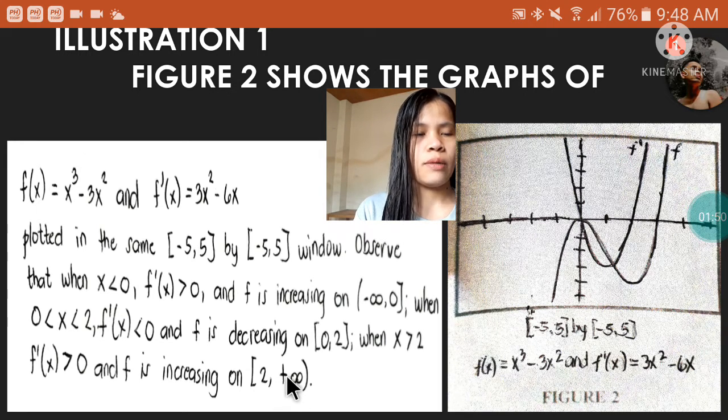As you can see in the graph, this is the result for f prime of x. This is the graph, and this is f of x equals x cubed minus 3x squared.